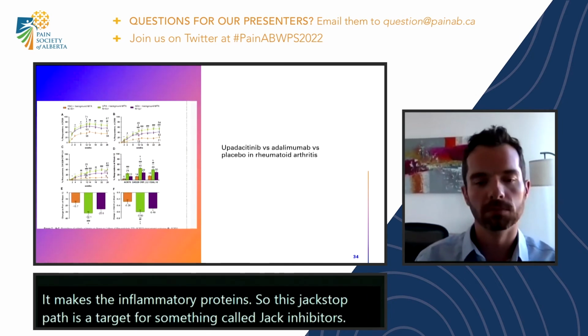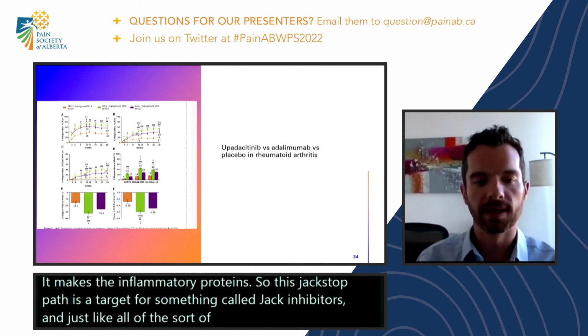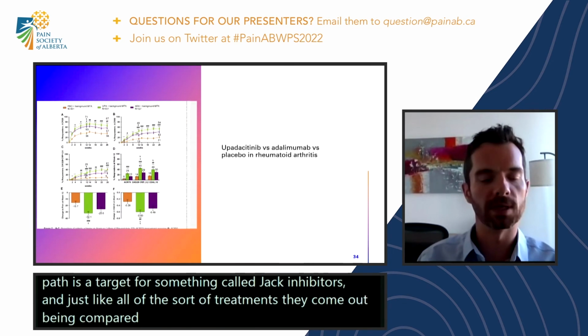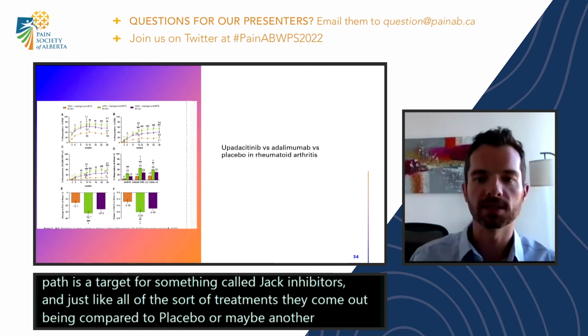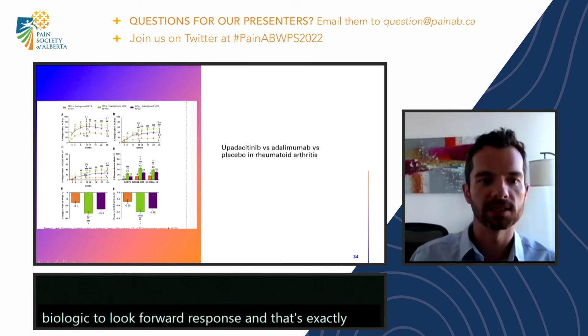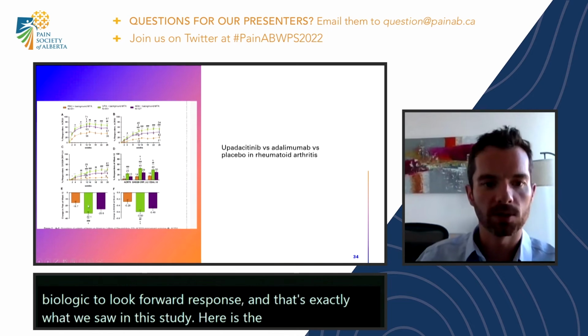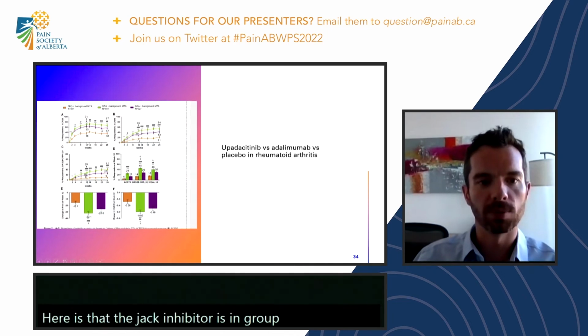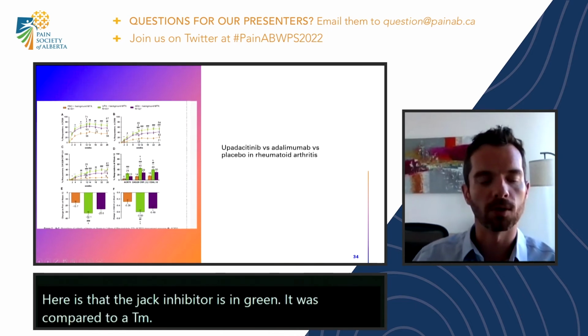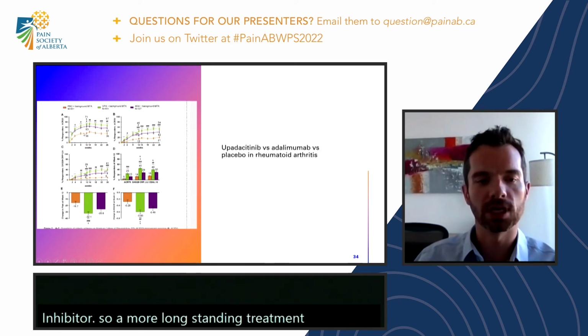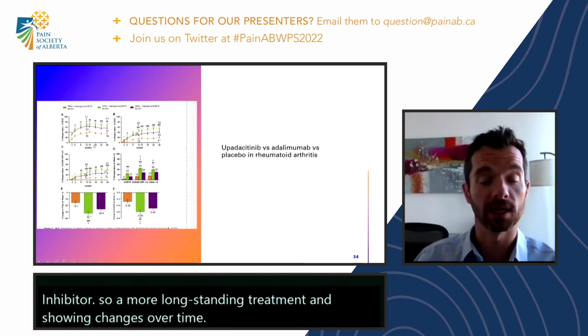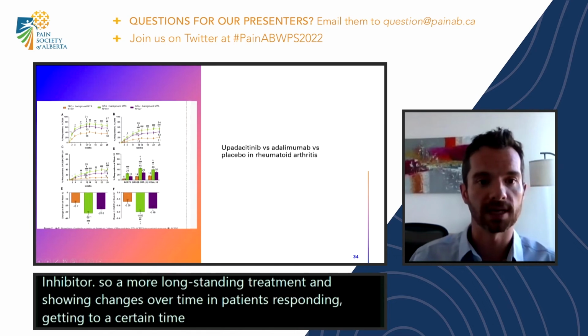And just like all of the treatments, they come out being compared to placebo or maybe another biologic to look for a response. And that's exactly what we saw in this study here, is that the JAK inhibitor is in green. It was compared to a TNF inhibitor, so a more long-standing treatment, and showing changes over time in patients responding, getting to a certain target in their disease activity.